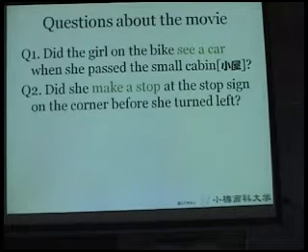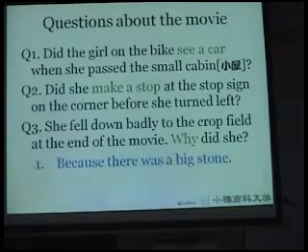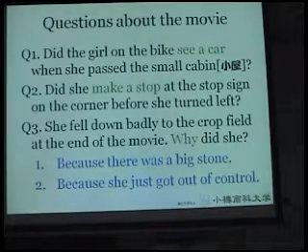She turned left, right? Did she make a stop at the stop sign? Sorry, there was no corner, that was the intersection. More like an intersection. Anyway, she fell down badly into the crop field at the end of the movie. Why did she? One, because there was a big stone. Two, because she just got out of control.